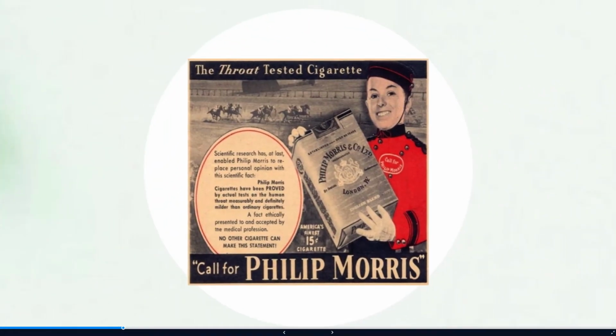Another ad talks about the throat-tested cigarette. So again, we're promoting smoking, that it has shown that scientific research has at last enabled Philip Morris to replace personal opinion with this scientific fact. Cigarettes have proved by actual tests on the human throat measurably and definitively milder than ordinary cigarettes. So this was another ad from long ago that touted the positive effects of smoking cigarettes.